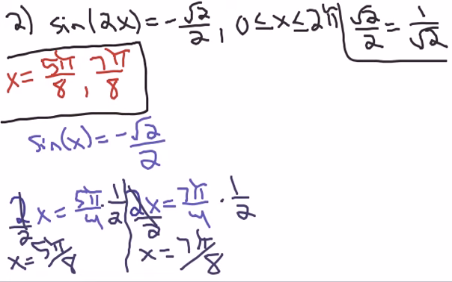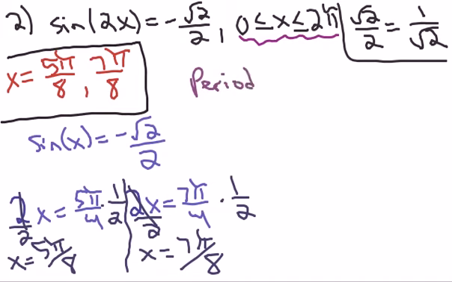So to find the additional answers, because they want answers between 0 and 2 pi, well, if you look at 7 pi over 8, that's a little less than pi, right? 8 pi over 8 would be equal to pi. So I still possibly have answers here, and that's what they're telling us to find. To do that, I need to use the period.